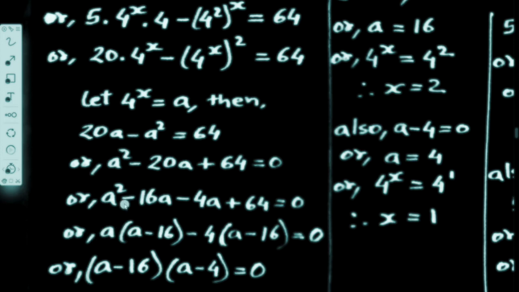Now a should be taken common from these 2 terms. The non-common part is a minus 16. Common from the other two is minus 4, and the non-common part in the bracket is a minus 16, equal to 0. Now a minus 16 should be brought ahead, into a minus 4. Here we get two factors: a minus 16 is our first factor, a minus 4 is our second factor, equal to 0.